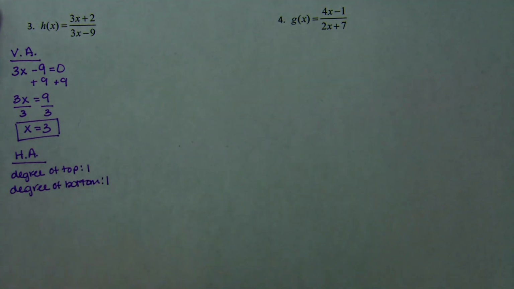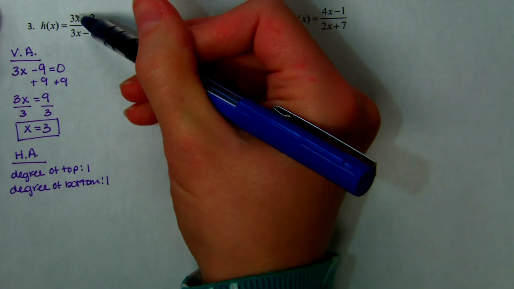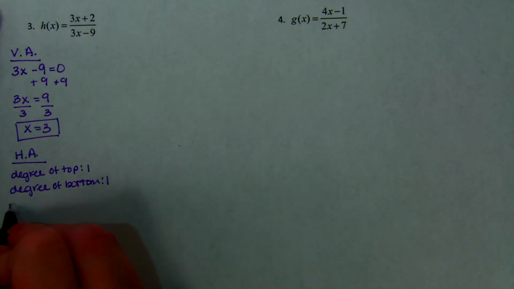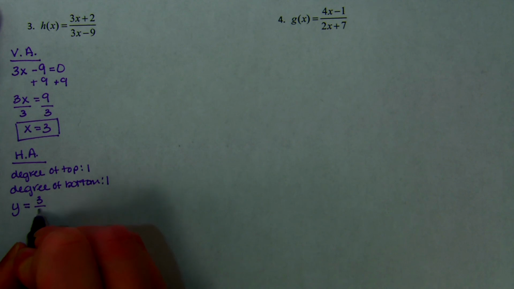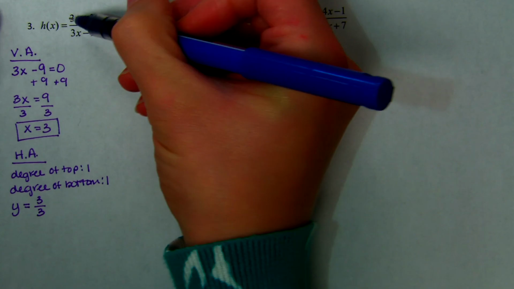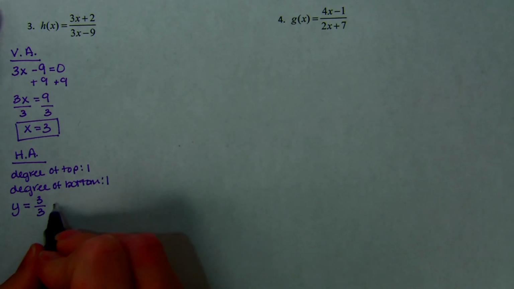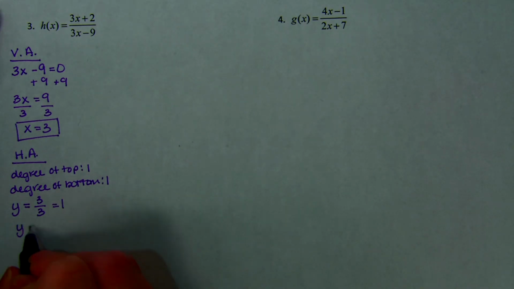1. And so that means that my horizontal asymptote is the coefficient of the top over the coefficient of the bottom. So in this case, it's y equals 3 over 3. It's coefficient of the top and coefficient of the bottom. And that is 1. So my horizontal asymptote here is y equals 1.